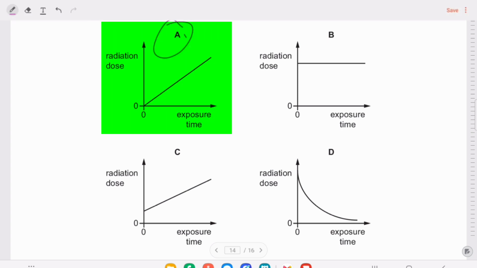So let's understand this with an example. Imagine filling a bucket with water. The longer the tap runs, the more water enters the bucket, right? Radiation dose increases in the same way. So more time near the source, greater the radiation dose.